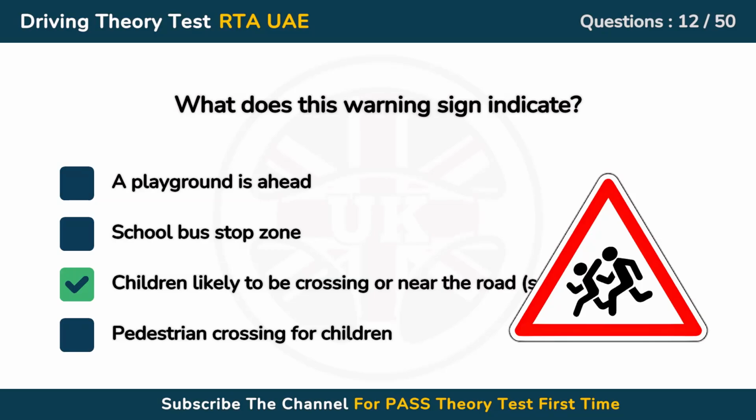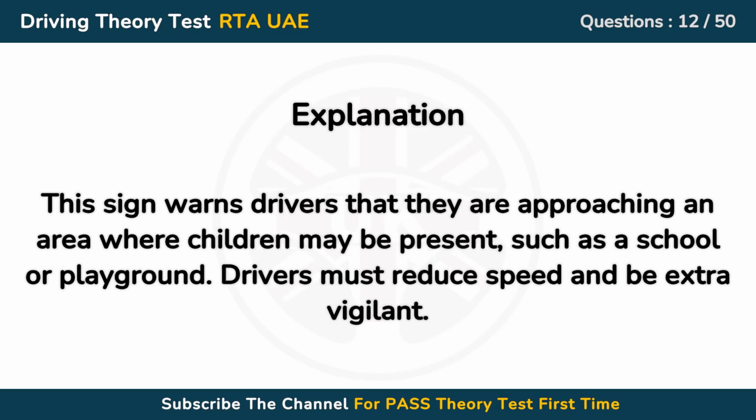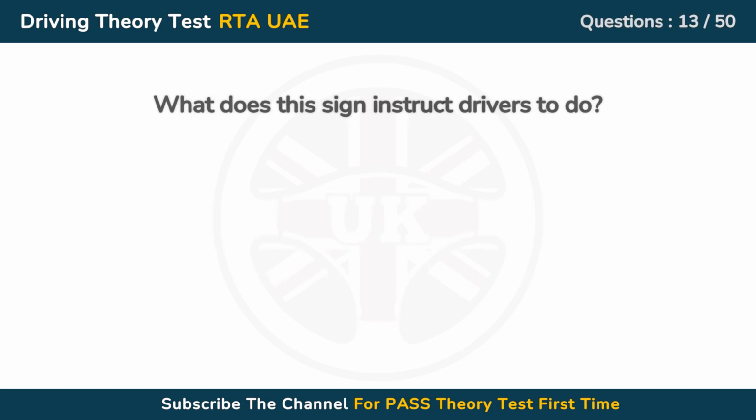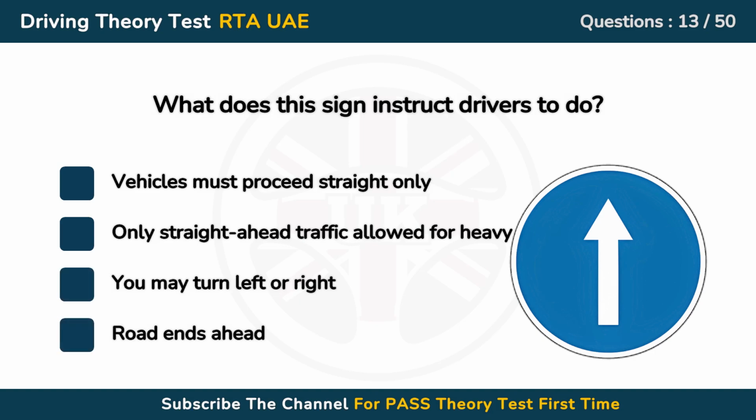Answer is C. Children likely to be crossing or near the road, school zone. This sign warns drivers that they are approaching an area where children may be present, such as a school or playground. Drivers must reduce speed and be extra vigilant. Question 13. What does this sign instruct drivers to do?